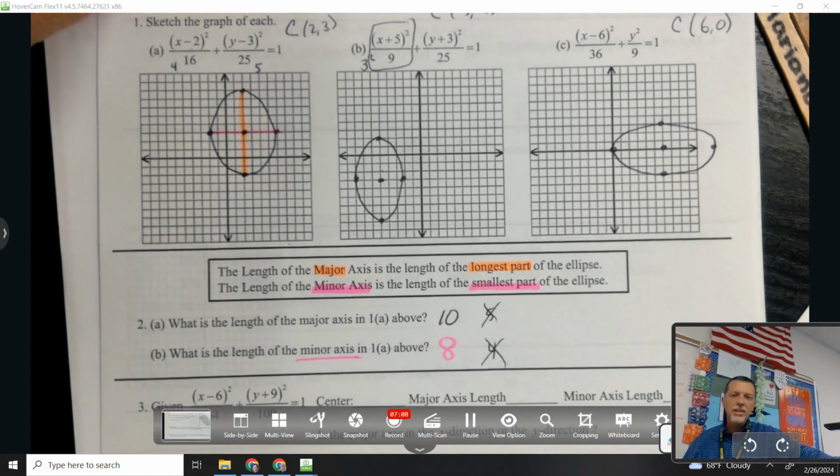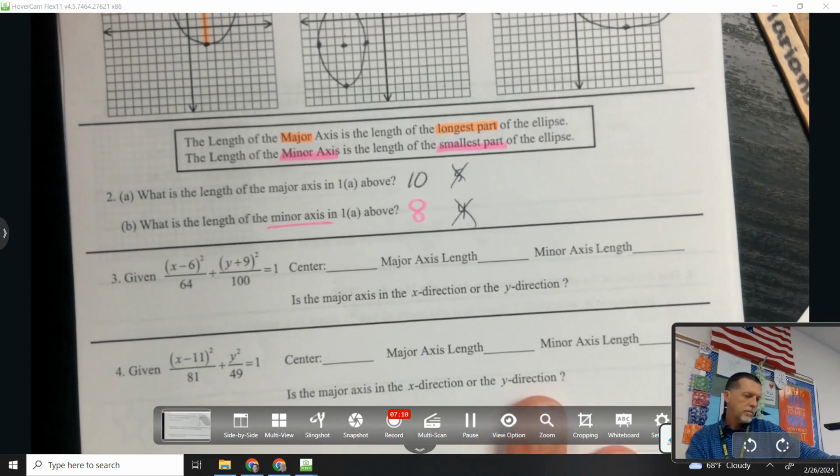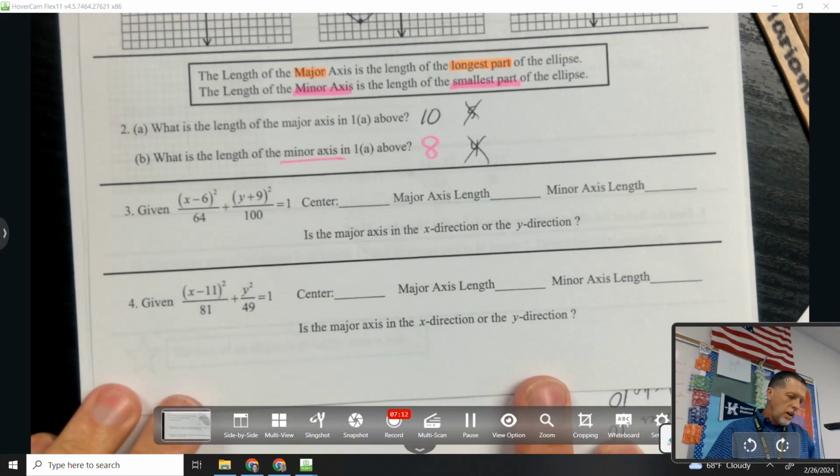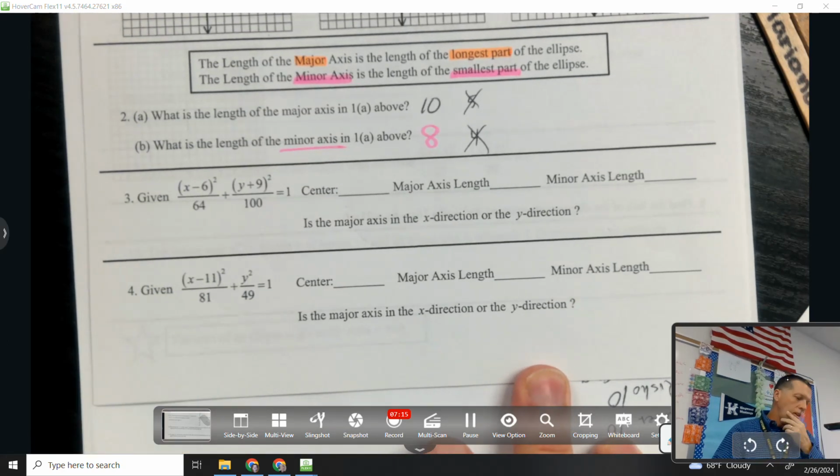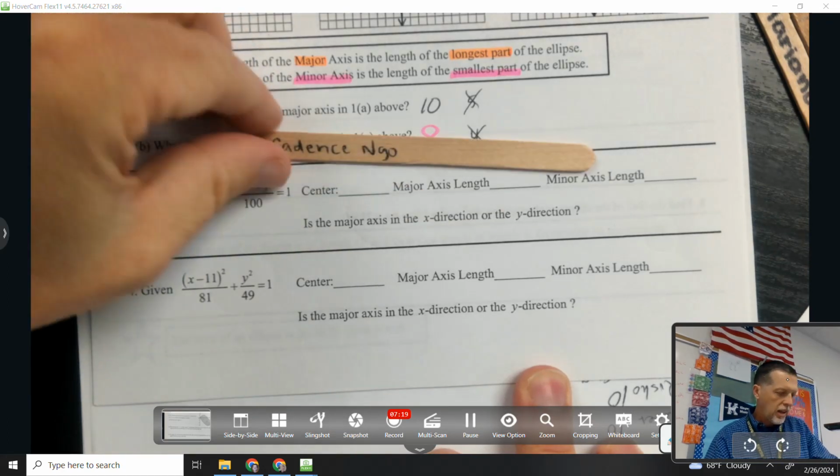That's simple, but again, the common mistake is to put half of it. All right, number 3. Let's see if we can do this without even drawing a picture. I think we probably can.